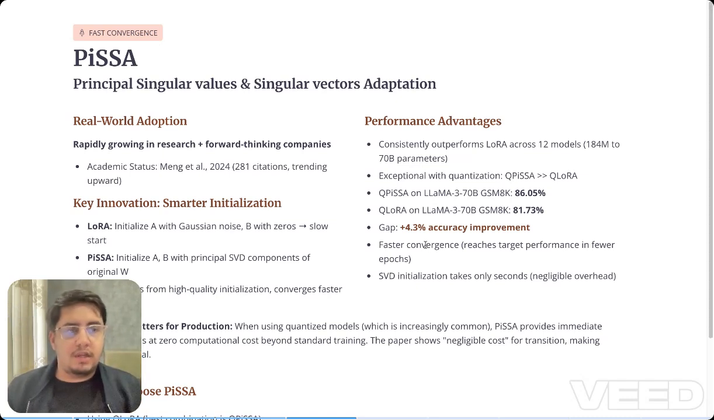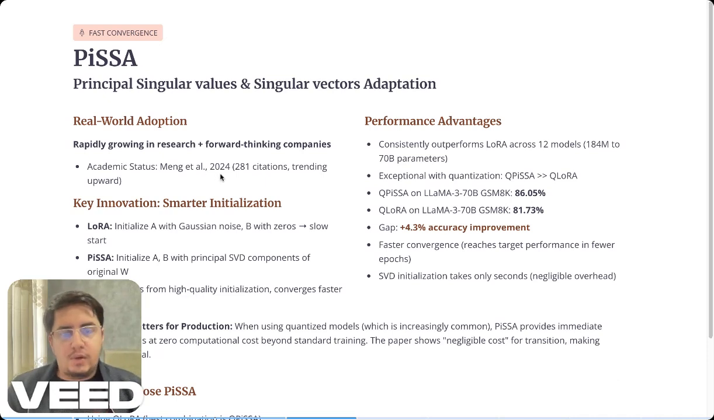You can choose QLoRA if you want something quantized. You can choose DoRA if you want good performance. But now if you want faster convergence, you would go to PiSSA, which is a rapidly growing architecture, and a lot of upcoming companies are adopting it these days. We are seeing some 280 or 281 citations across the board.